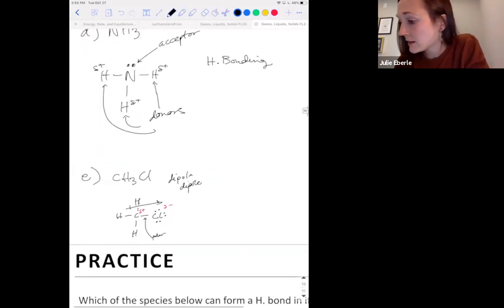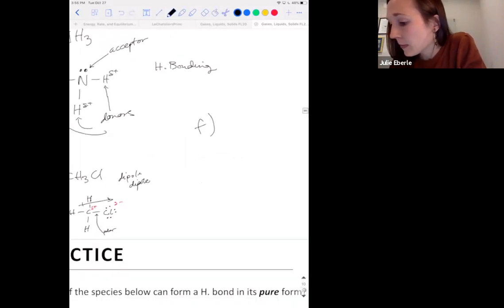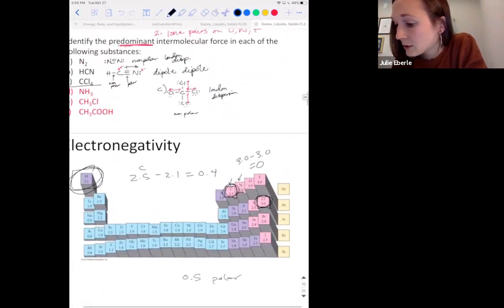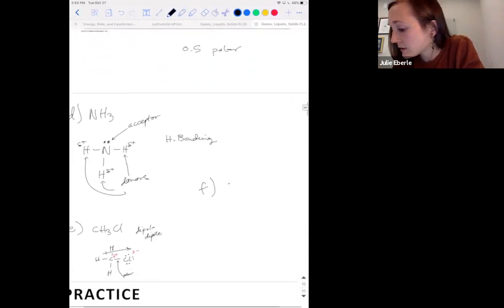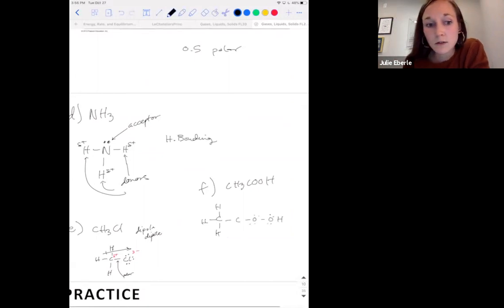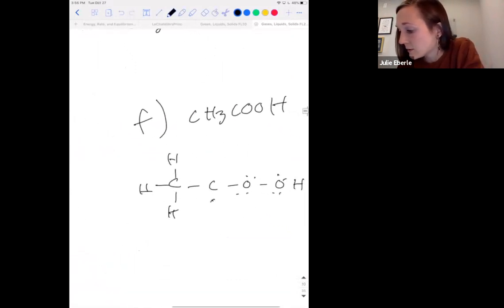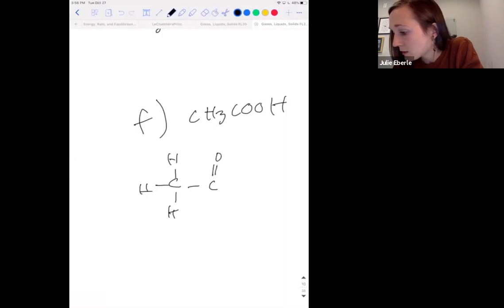Okay, last one. We're on the last minute, I know. F, I'm hurrying. CH3COOH. How do you draw this out? You cannot draw it like this. Why can you not draw this? Because this carbon only has 2 bonds right here. So we can't draw it that way, so let's redraw it the correct way. What we have to do is double bond this oxygen, and then we have an OH group.